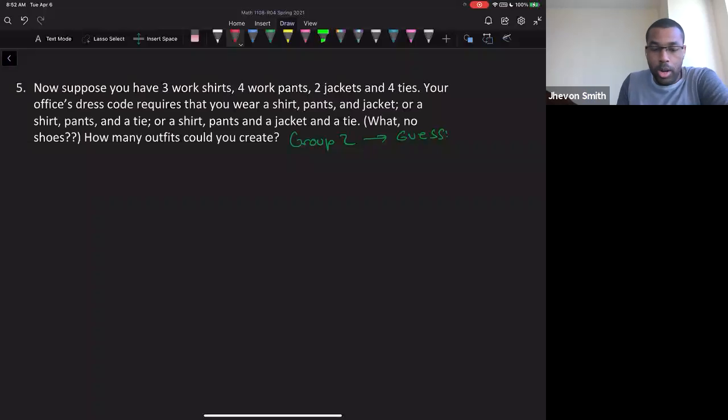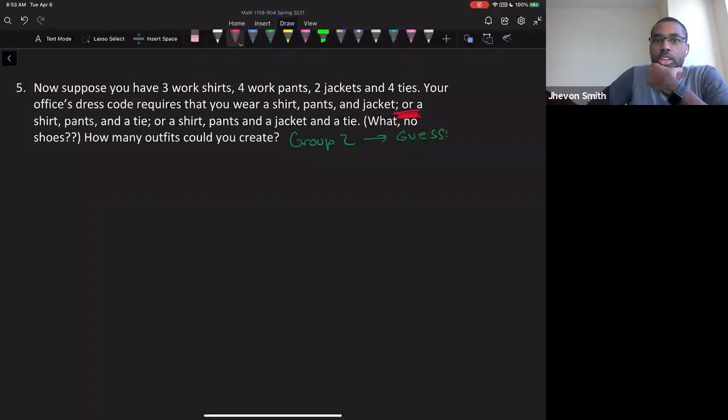So this problem is a little bit tricky. You have to realize that there are some ORs here, right? Which means you have multiple options. You don't have to do all of them. Like if I said you had to wear a shirt, a pants, a jacket, and a tie, you had to wear all of them at the same time, then yeah, 96 would be the answer. That's not the requirement though.